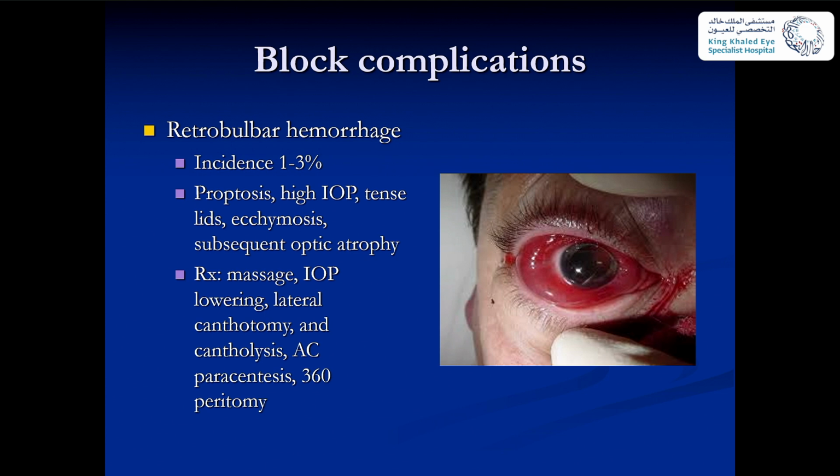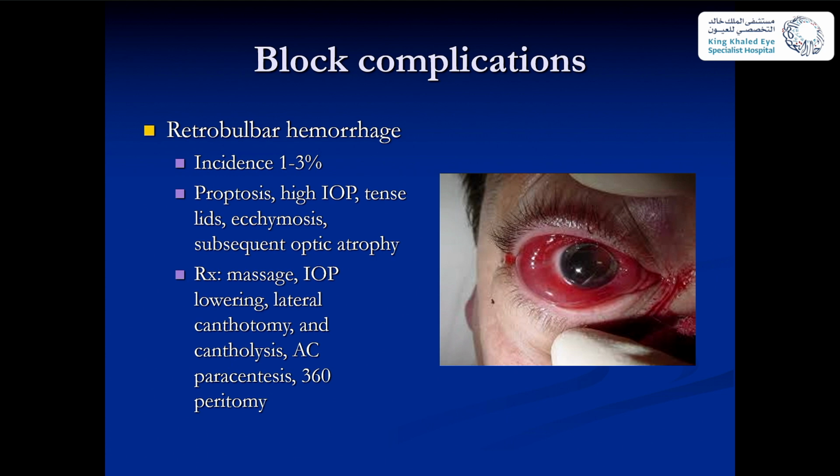Usually the eye bulges forward after you give the peribulbar anesthesia, but this is out of proportion. You will notice it to be bulging more than the fluid you are placing inside the eye. And there will be high intraocular pressure, and the lids become tense with ecchymosis. If this is held long enough, it can compress the optic nerve and cause optic atrophy. You can see here in the picture how the conjunctiva is ballooned with 360 subconjunctival hemorrhage.